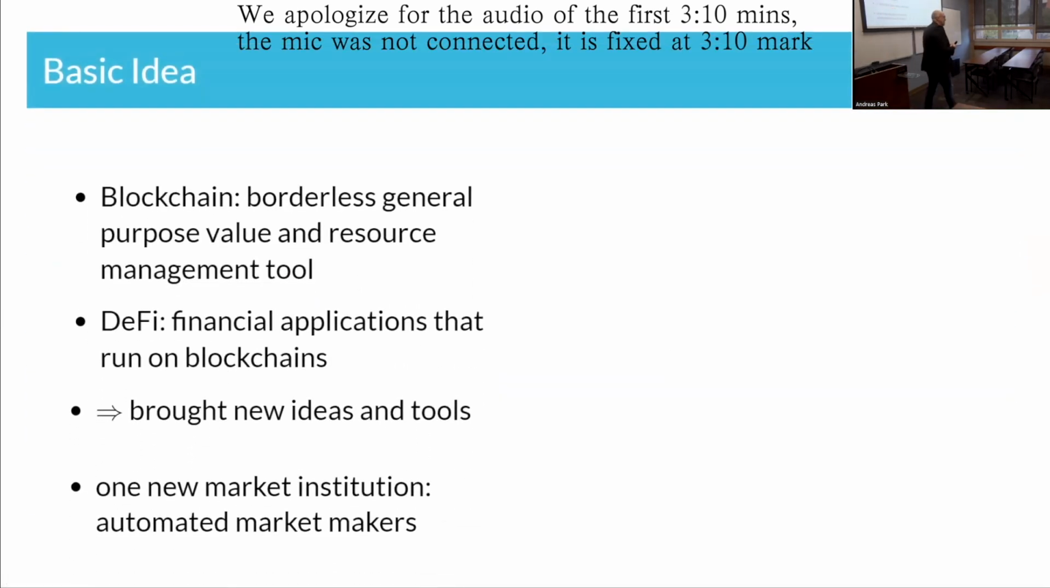So blockchain, as I see it, is a borderless technology, and it is essentially a general purpose technology for the management of value. And DeFi are financial applications that run on the blockchain, and what they have done is bring some genuinely new ideas. For economists, I think this is very interesting because normally in finance, we have institutions that have been there for decades or even centuries, and it's very rare that something genuinely new comes. But automated market makers are actually a concept that I don't think has a parallel in traditional finance.